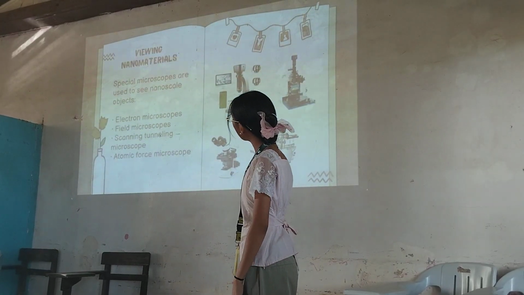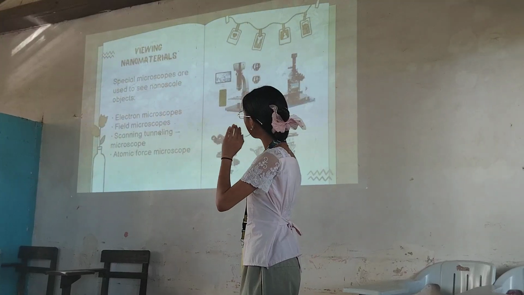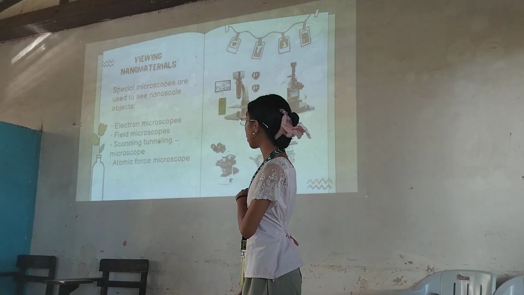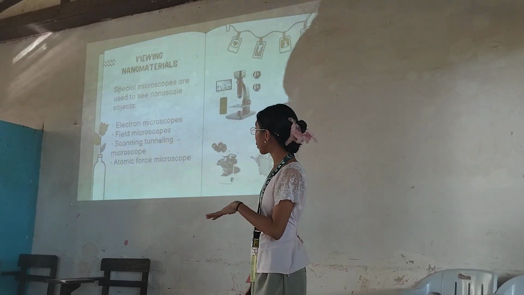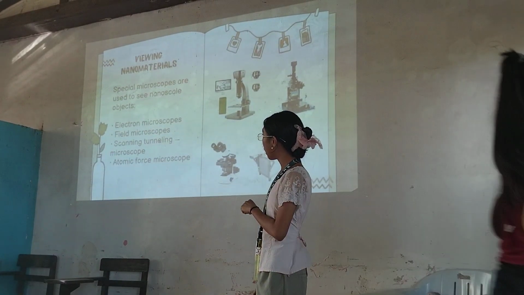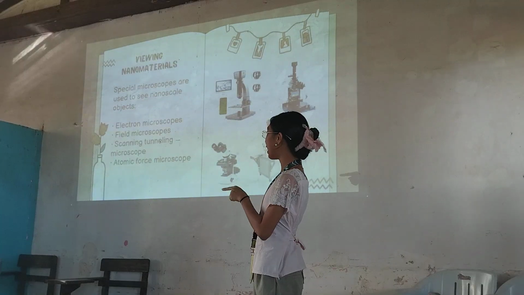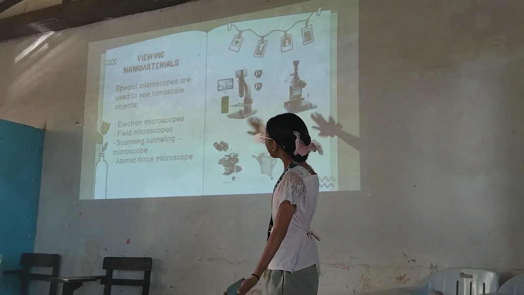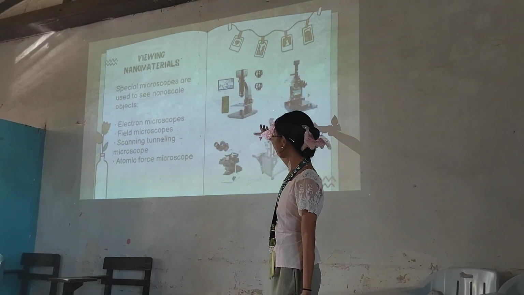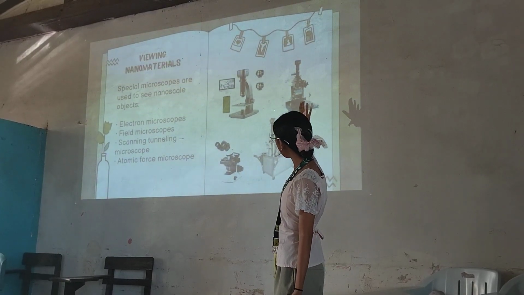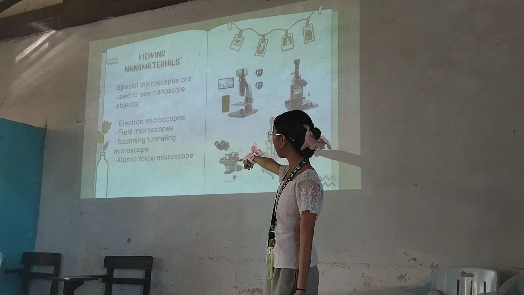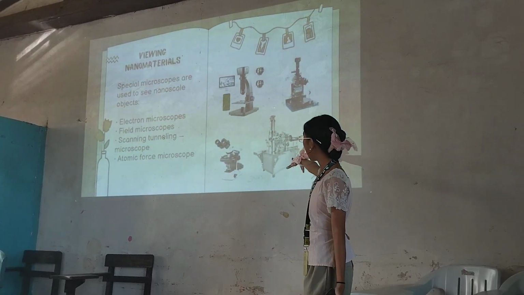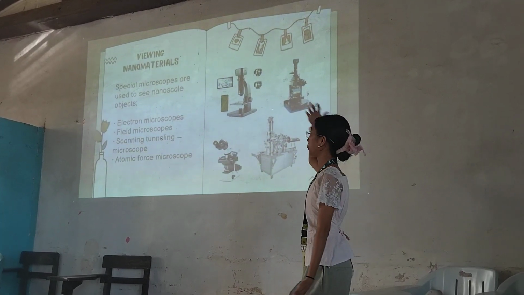So, viewing nanomaterials. Special microscopes are used to see nano-objects and nanoscale objects. We have the electron microscope, atomic force microscope, field microscope, and tunneling microscope.